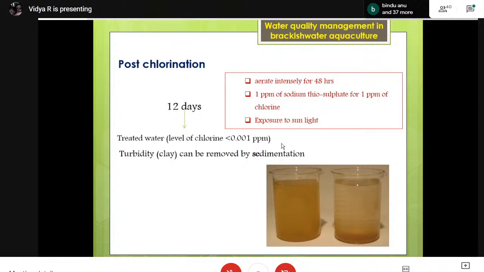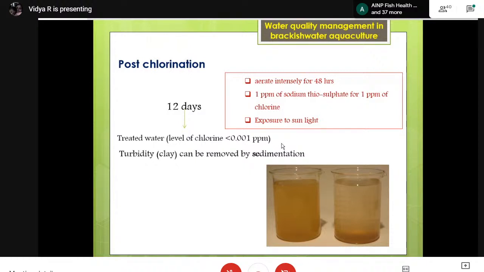So a fortnight we can keep, that means 2 weeks we can keep. Then at the end of the 2 weeks, we have to remove the residual chlorine from the water. So we have to aerate this water for 48 hours. And even if the chlorine is not removed, we have to add 1 ppm of sodium thiosulfate. That will neutralize the residual chlorine levels in the treated water, and expose this water to the sunlight. After that, we can use it.